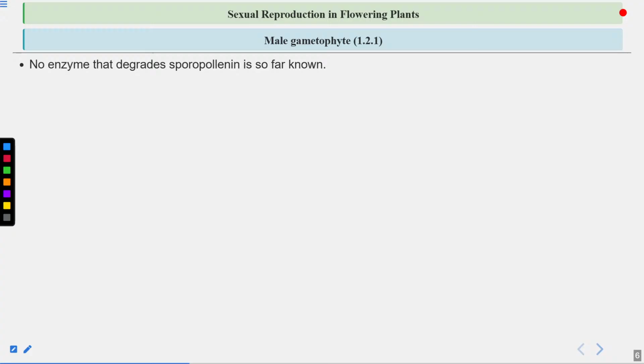So no enzyme that degrades the sporopollenin is so far known. You cannot tell any name of an enzyme that can destroy or degrade the sporopollenin. No enzyme is known so far that can degrade this sporopollenin. That is why it is the most resistant organic material we know today.